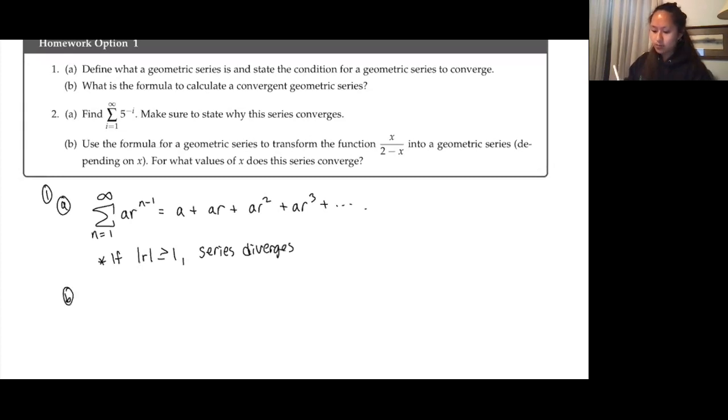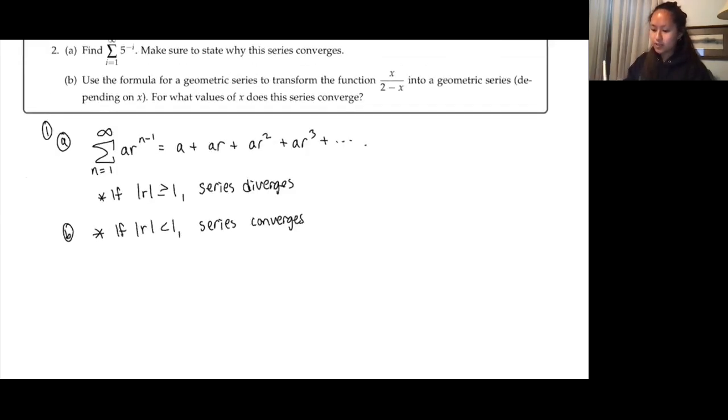And for part B, if the absolute value of r is less than 1, then the series will converge. The formula for this can be written as, so we'll write the sum again. The formula is going to be a all over 1 minus r. And this is for absolute value of r less than 1.